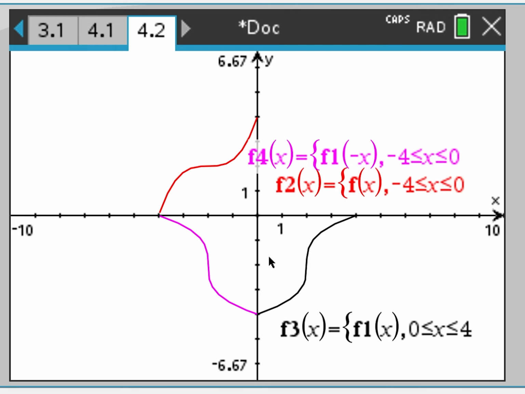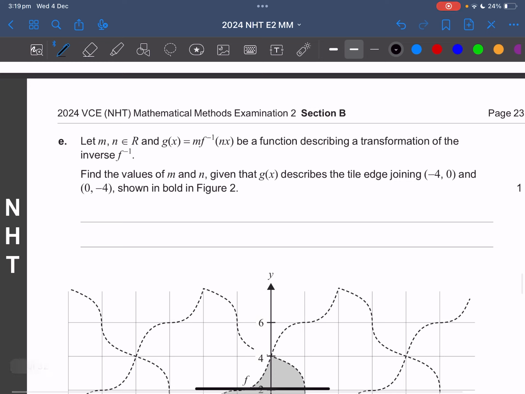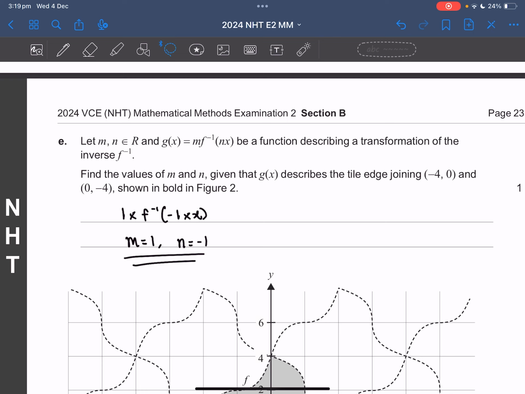So what are the values of m and n? If I come back to the question, all we really did was 1 times f inverse of -1 times x, right? All we really did was reflect on the y-axis. That's all we did. So just looking at that, we can say that m is equal to 1 and n is equal to -1. Okay? Hopefully this made sense. So that's that.